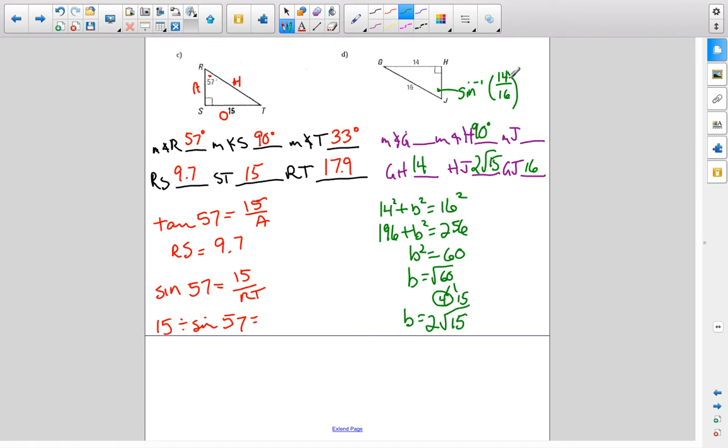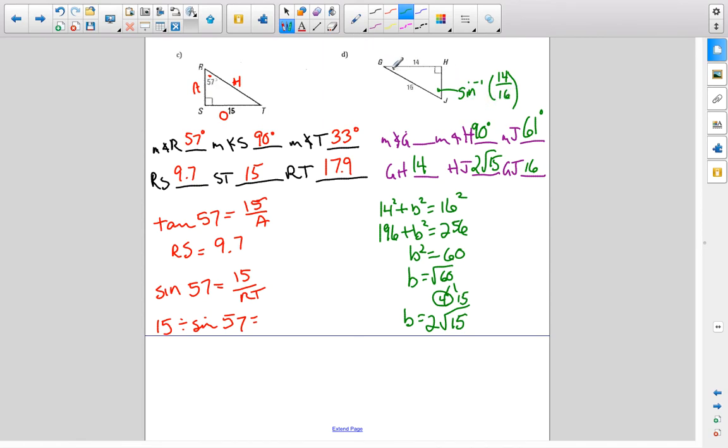Second key, sine, 14 divided by 16. Close up your parentheses, and we get 61.04. So we're going to call this 61 degrees.